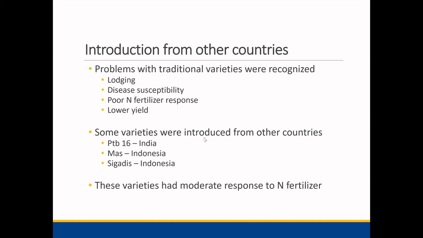So these are some of the varieties introduced from other countries to Sri Lanka, right? PTV 16 from India, right? And Mas from Indonesia, and Sigaris from Indonesia, right? So there are some other varieties as well, but these are the three popular ones introduced to Sri Lanka from other countries, mainly from India and Indonesia. So these varieties had moderate response to nitrogen fertilizer, right? Nitrogen fertilizer. So this is the step involved in introducing new varieties.